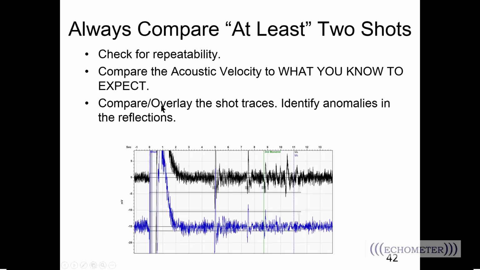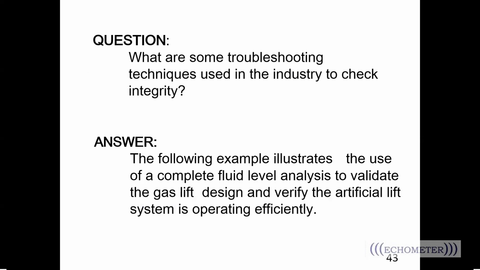Check for repeatability. Compare the acoustic velocity to what you know to expect. Acoustic velocity is a good quality check. Compare and overlay those shots. That way, it's going to help you identify anomalies. So those are some tips: acoustic velocity, and take multiple shots. Those are two of the most important things that you can do to make sure that you've got a good quality shot to analyze.